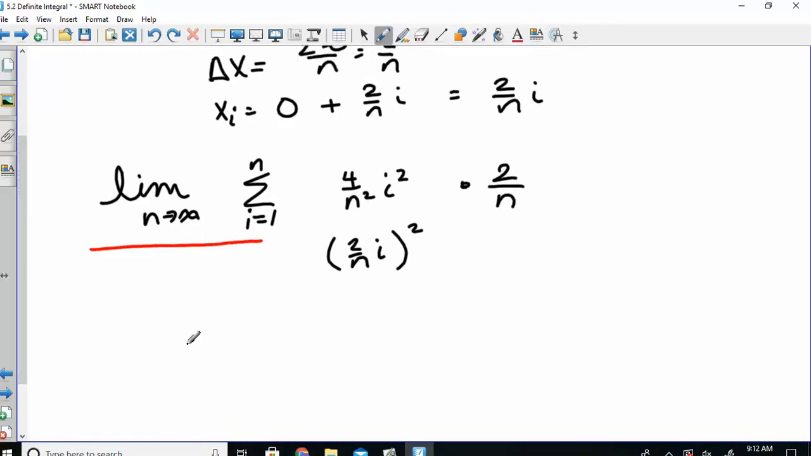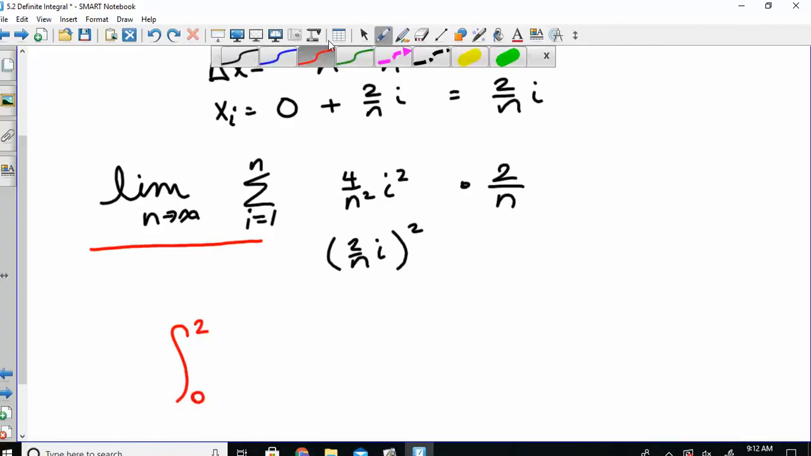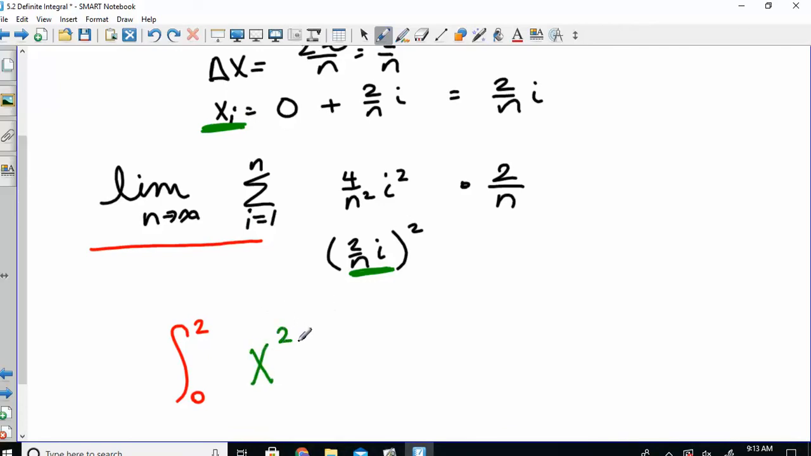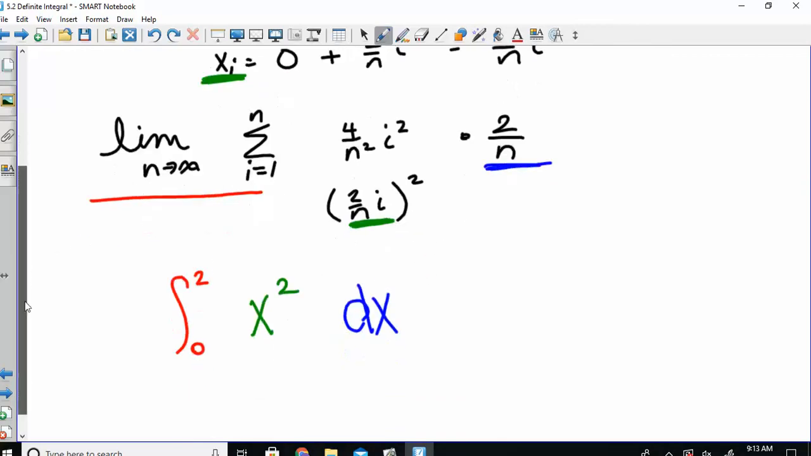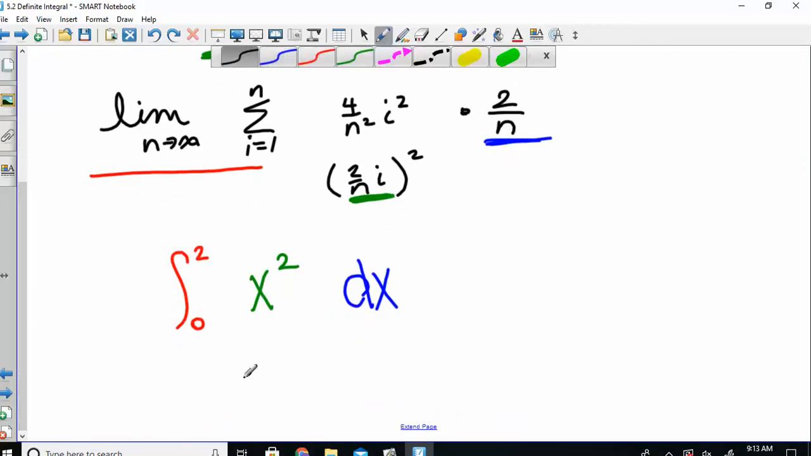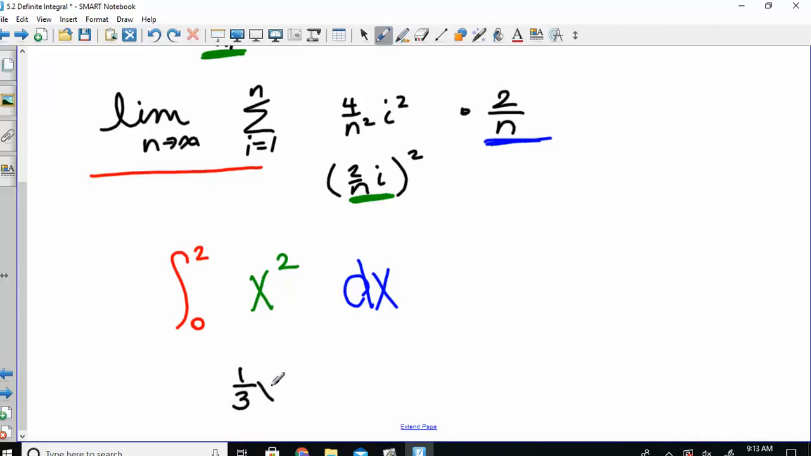So when we go to write this as an integral, the limit part becomes my interval. And my interval was 0 to 2. This was my x sub i, so that just changes into an x, and that had a square on it. My change in x becomes dx. So we had the integral from 0 to 2 of x squared dx. So then we can evaluate.